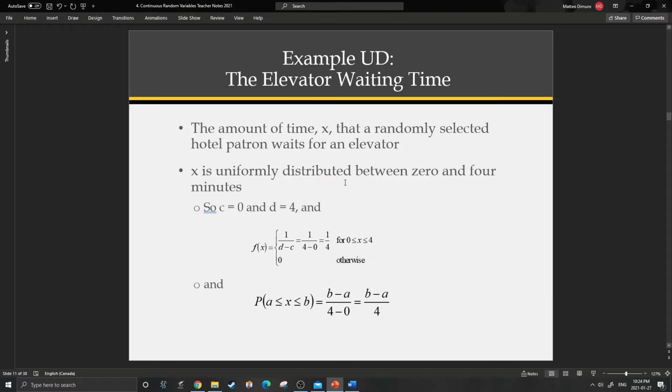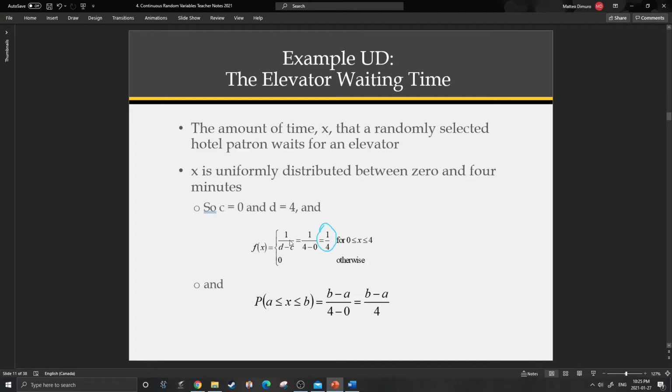All right. We're going to do this example, this elevator waiting time example, just to demonstrate it, because although these are sort of straightforward to calculate, it's kind of hard to understand without an example. At least if you're me, that's the case. So, in this example, the amount of time x that a randomly selected hotel patron waits for an elevator is uniformly distributed between 0 and 4 minutes. Okay? So you're standing there, you press the button, and you're going to wait somewhere between 0 and 4 minutes for that elevator. Perfect. So, C is going to be 0 and D is going to be 4. Now, if you go and use those formulas that we were talking about before, right, the 1 over D minus C, then we can see that there's a 1/4 chance.